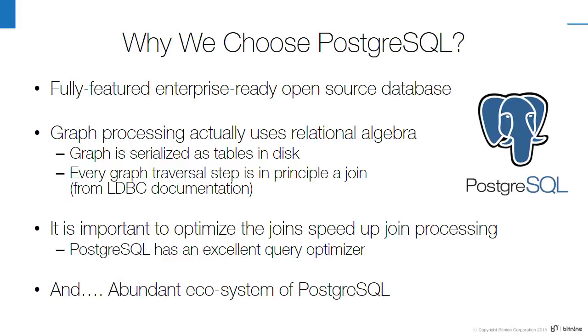So query optimization is very important for the graph database system. And PostgreSQL already has a great query optimizer. Finally, there is an abundant ecosystem of PostgreSQL. So if we implement our graph database using Postgres, we can exploit these extensions too.